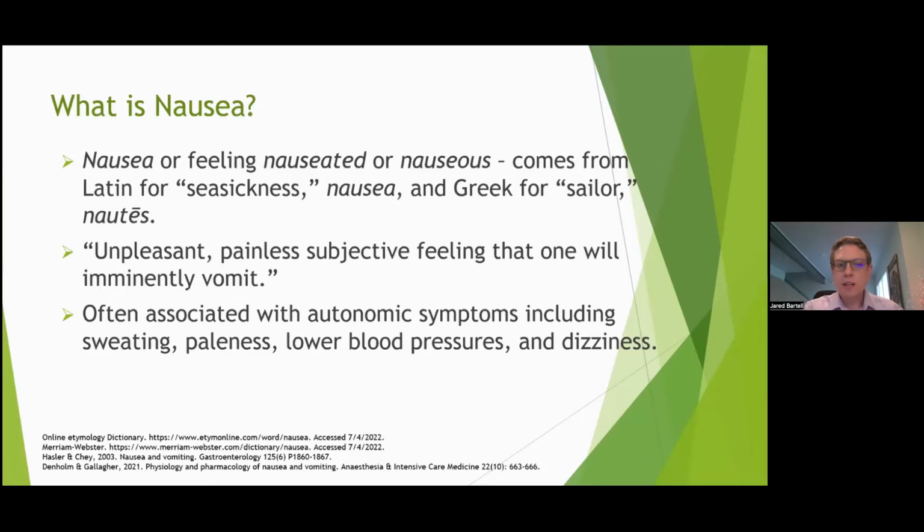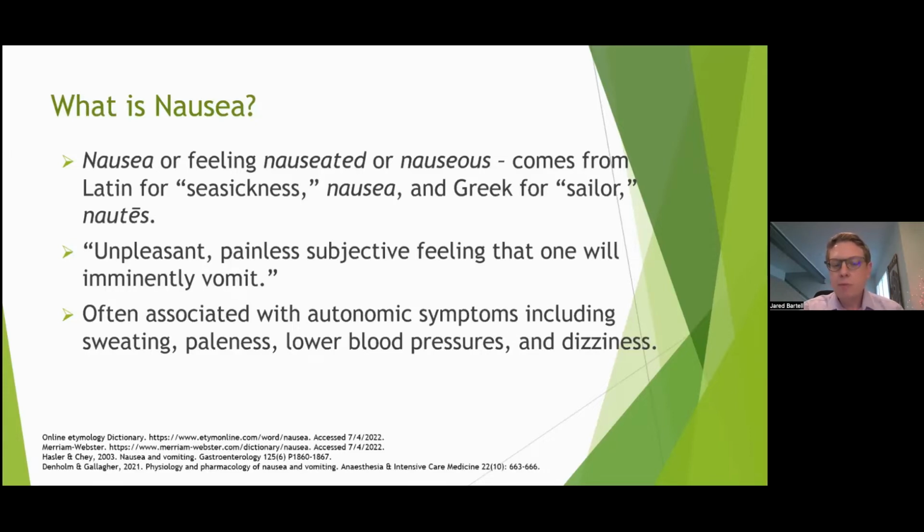Nausea is defined as an unpleasant, painless, subjective feeling that one will imminently vomit. So you're about to throw up, you have this subjective feeling that is hard to describe, but it's inherently painless on its own. It can be accompanied by painful feelings, but nausea in isolation is without pain.